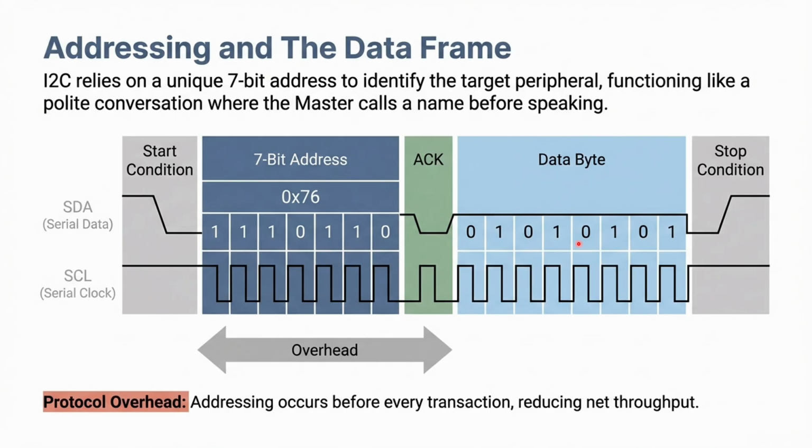There's one important engineering trade-off here: protocol overhead. Because the master has to call a name before every single piece of data, we lose some speed. It is the tax that we have to pay for being able to use only 2 wires to talk to many different devices.